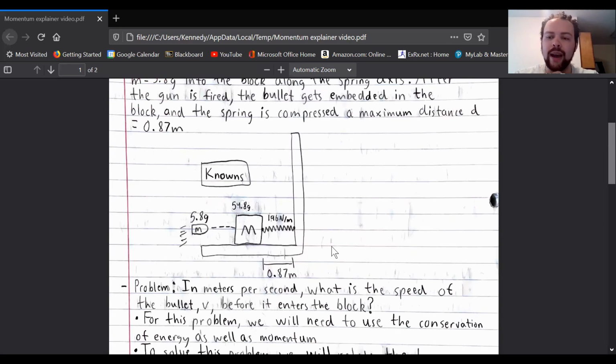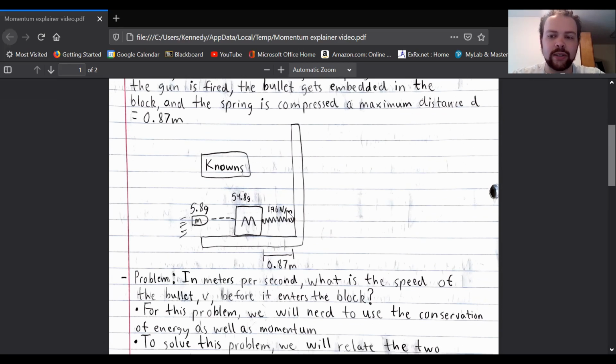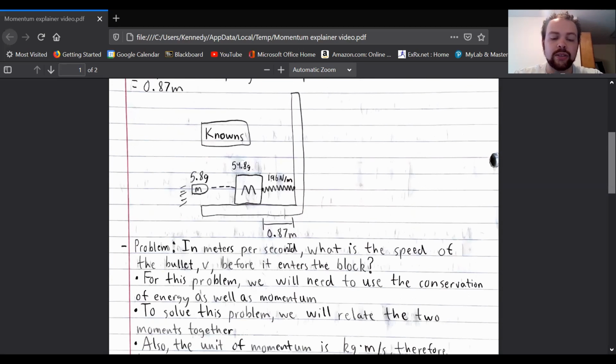So for this problem, you have to think of it as a two-part process. There are two parts to this whole process of the bullet getting embedded in the block. First, the bullet hits the block, and then the block moves backwards and compresses the spring, as the problem states. Because of that, we'll have to use both conservation of energy as well as momentum, and relate those two together in two steps. We have to find one thing to find the next thing using both conservation of energy and momentum.